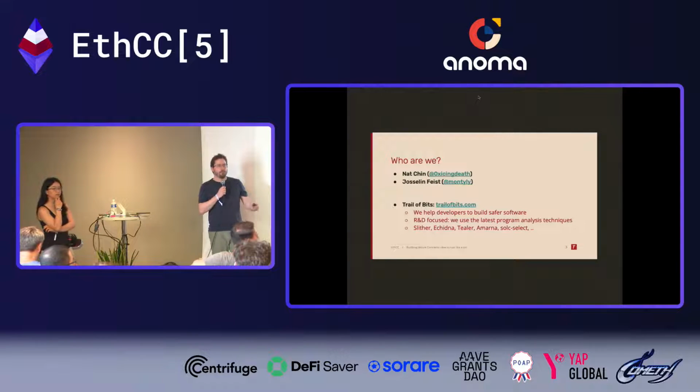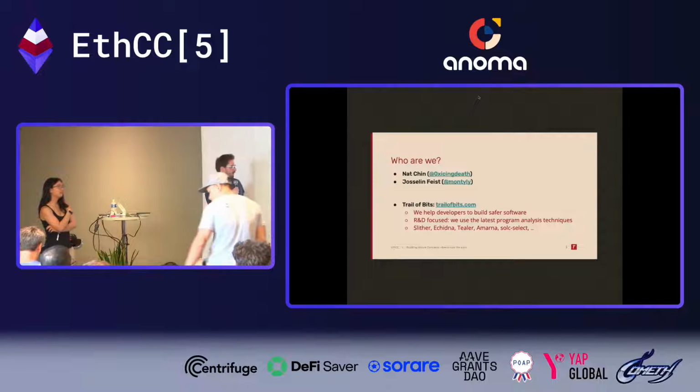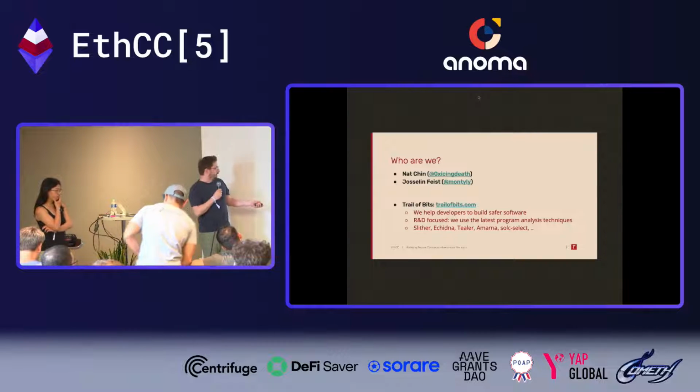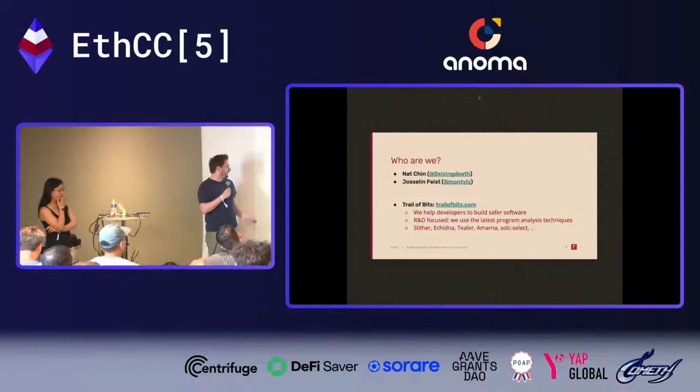One thing that makes us different from other companies, I think, is that we are always trying to apply the latest program analysis techniques in our daily job. As a result, we have built a lot of tools. You might know Slither, which is a static analyzer for smart contracts. Echidna, we are going to talk about it today.